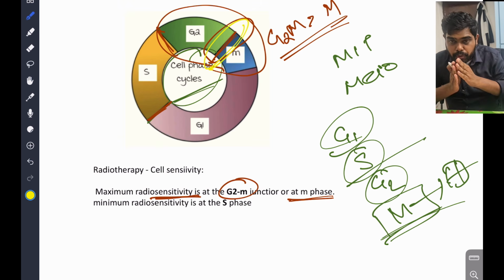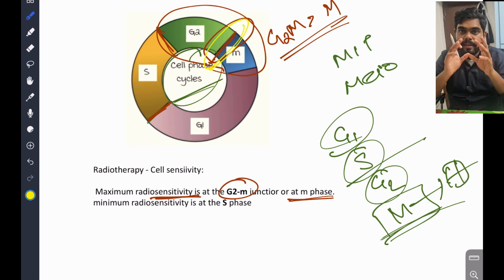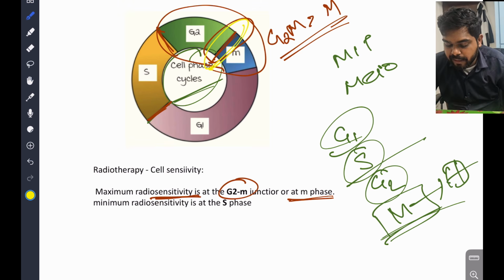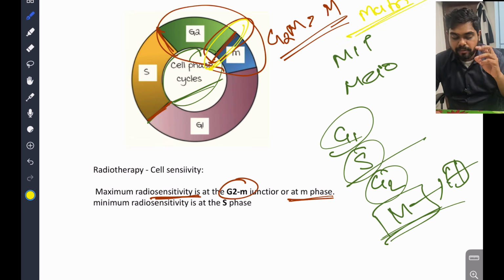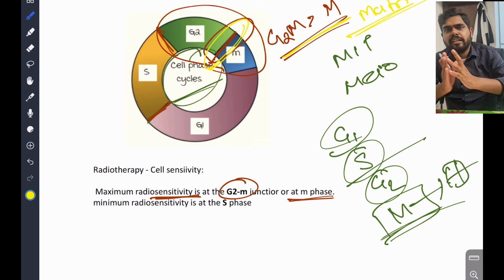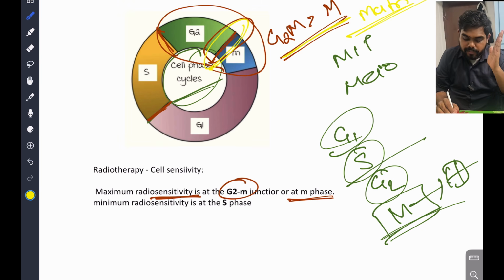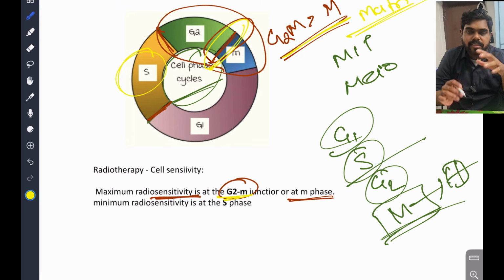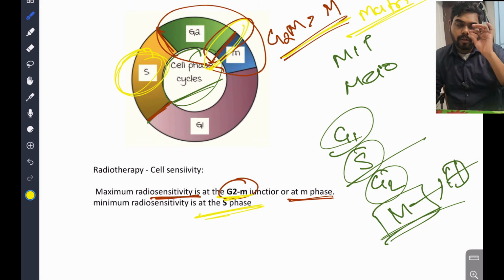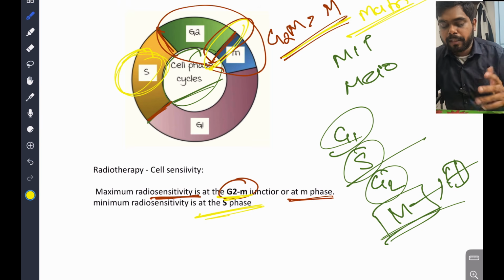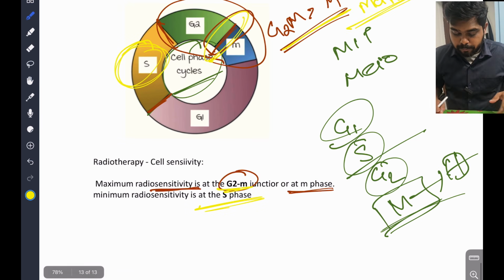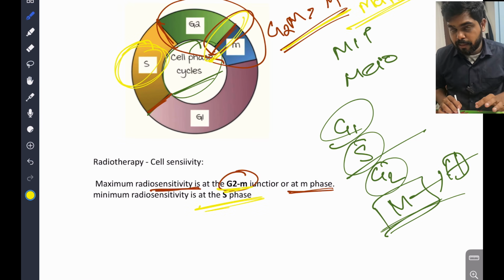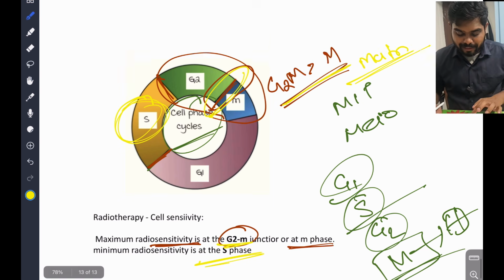So whenever you give radiotherapy, this is the most important area, highly sensitive, because the cell is going to divide. If you give radiotherapy, it can cause changes like mutations. So mutations happen at this phase, the G2M junction or the mitotic division phase. Minimum radiosensitivity is at the synthesis phase, where synthesis is happening. S phase has the minimum radiosensitivity. This potential question can come, it already came, and it can come multiple times. So we discussed spotters like cell cycle phases and the importance of radiosensitivity: G2M more than M phase is important, less at S phase.